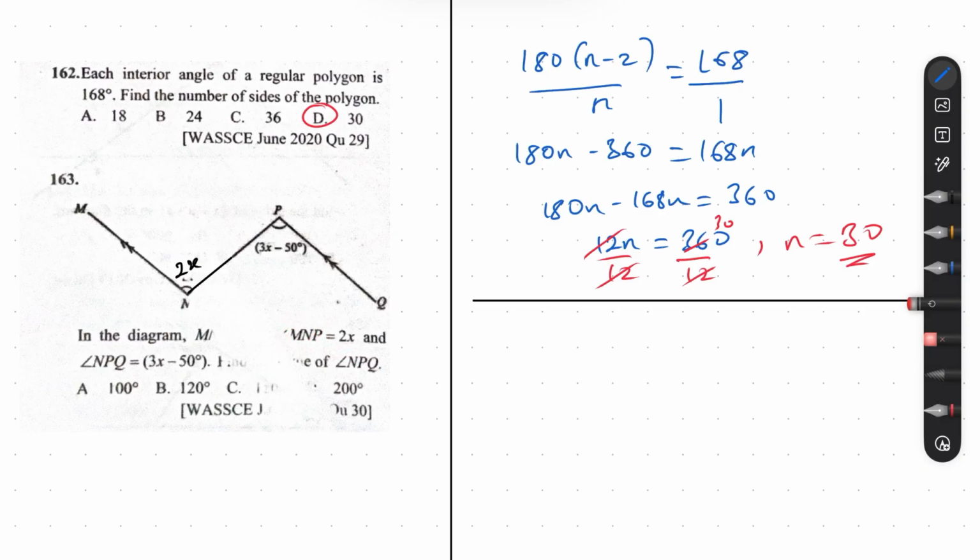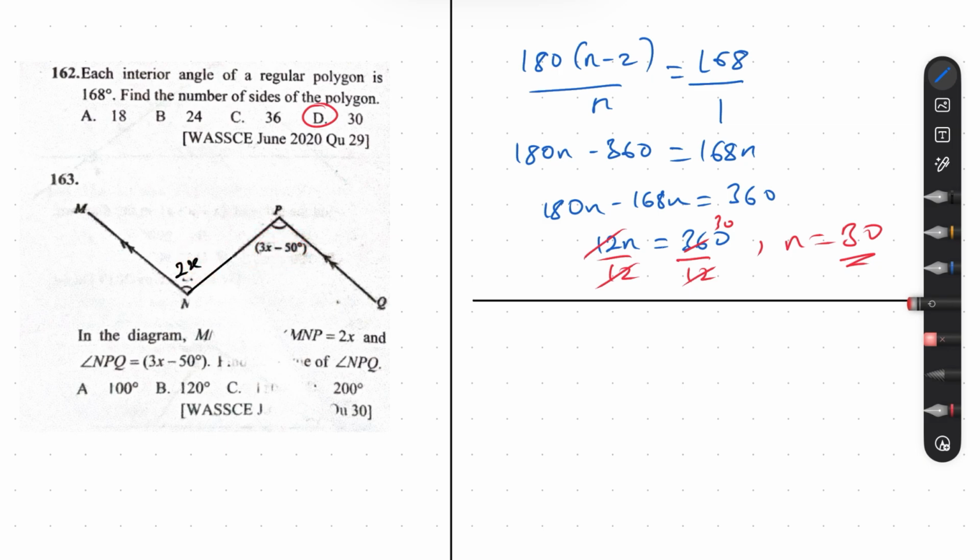Angle MPN is 2x, and then this and this are parallel. And then this angle here, NPQ, is 3x minus 50. Cool. Now we'll be asked to find what angle? MPQ. Where's MPQ? Angle MPQ is this angle right here. So we're supposed to find 3x minus 15. Now, how do you find the value of x before we can find this?